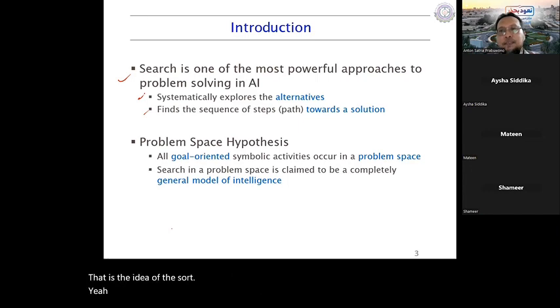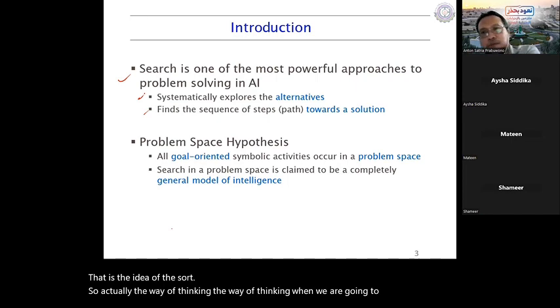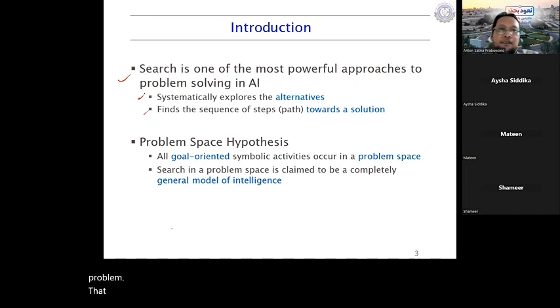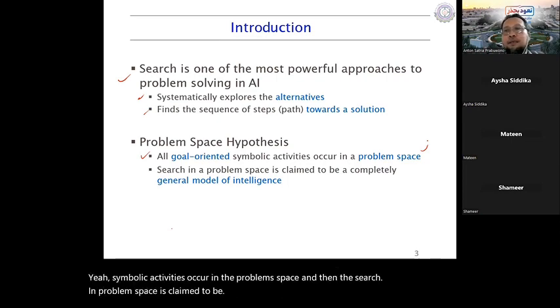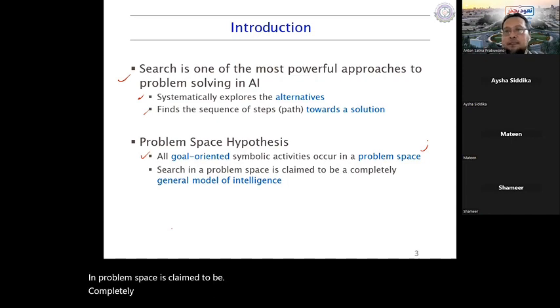So actually the way of thinking when we are going to tackle or solve a problem, that is search. So the problem space hypothesis: all goal oriented here. Symbolic activities occur in the problem space, and the search in problem space is claimed to be a completely general method or model of intelligence. That is the problem space hypothesis.